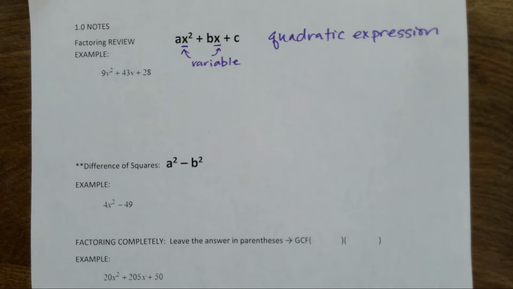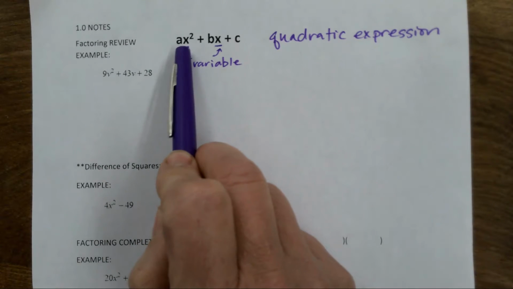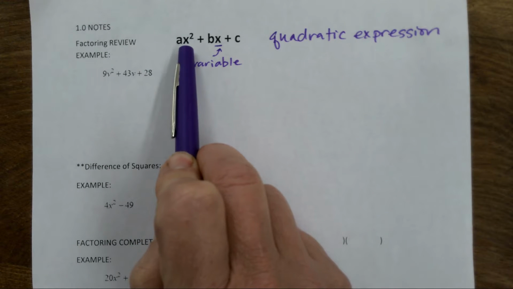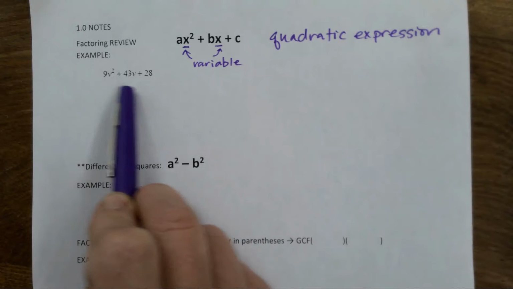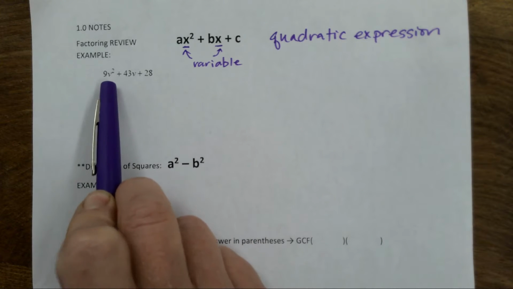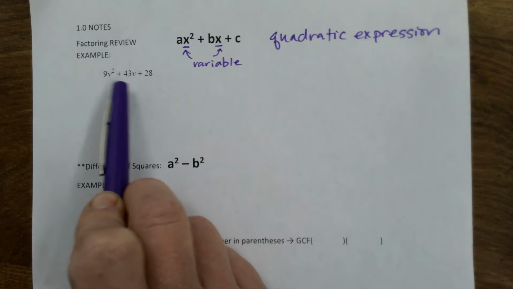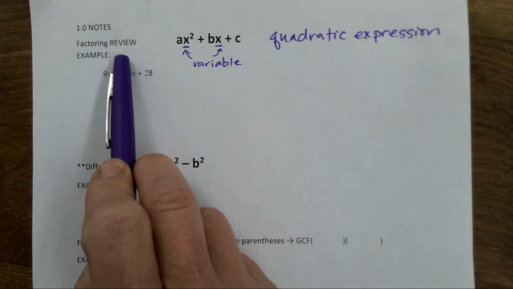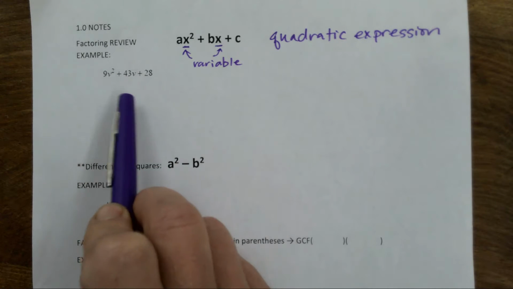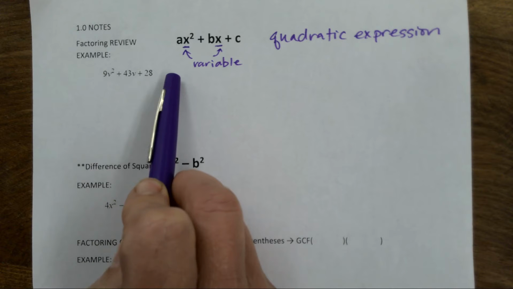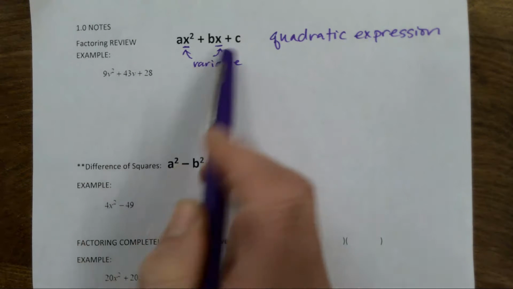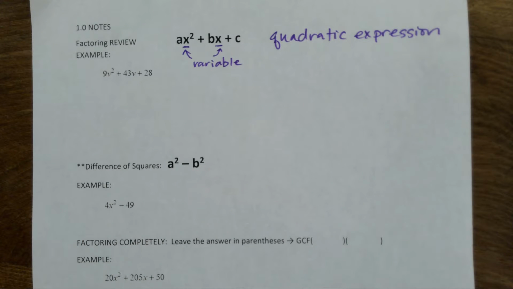All right, so quadratic expression. The variable doesn't have to be x, as you see in the very first example. This variable is v. To make it quadratic, it'll have a squared variable, a first power variable, and then a term with no variable at all. It's called a trinomial. There are quadratic expressions that are missing one of the variables down in the difference of squares. We'll talk about that shortly.